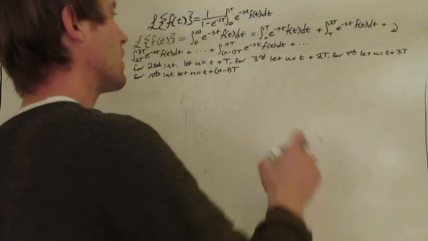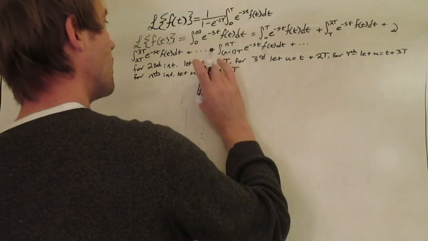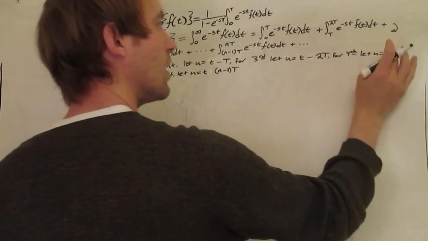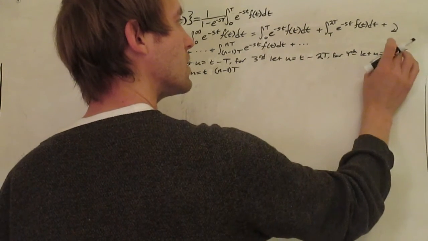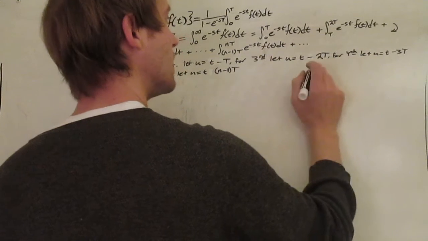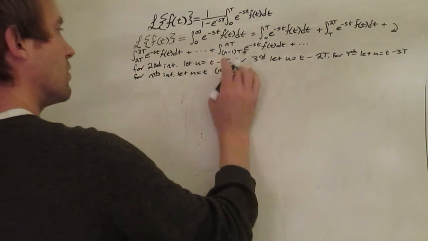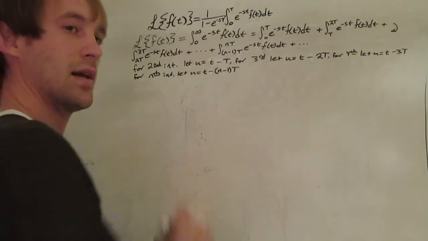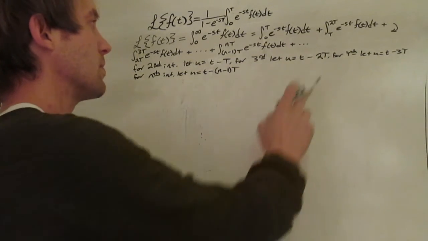Oh, I had this wrong. It should be minus. T minus. So in the last video, I had tau plus capital T equals t, and this is a different version of it. Sorry about that. So it's t minus capital T, and so on.